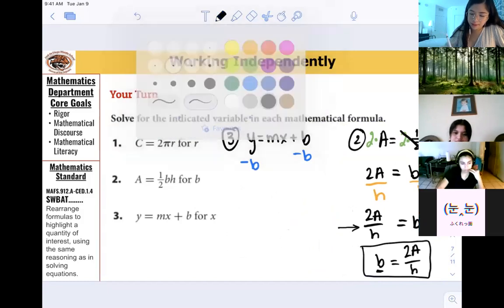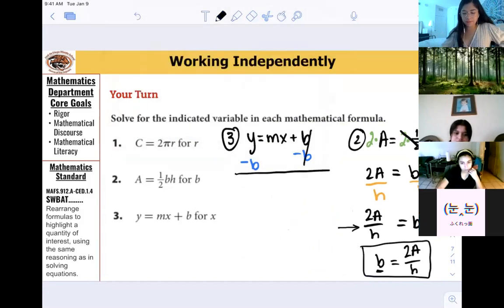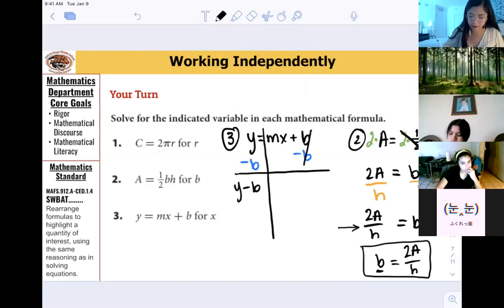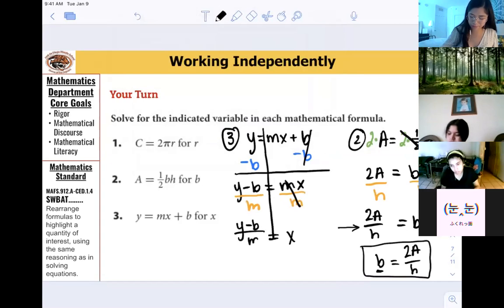Do I combine them or leave them separate? Leave them separate. Good, we're gonna leave y minus b separate because they can't combine. This time I'm solving for x, so what should I divide by on both sides? M. Good. And you divide everything by m. So this gives me x equals y minus b over m. And just to flip it around to make it look nicer, that's going to be x equals y minus b over m.